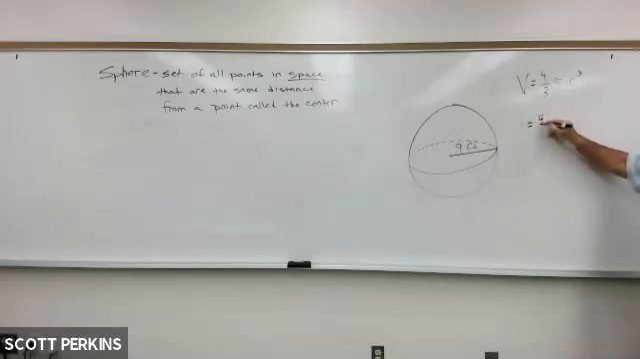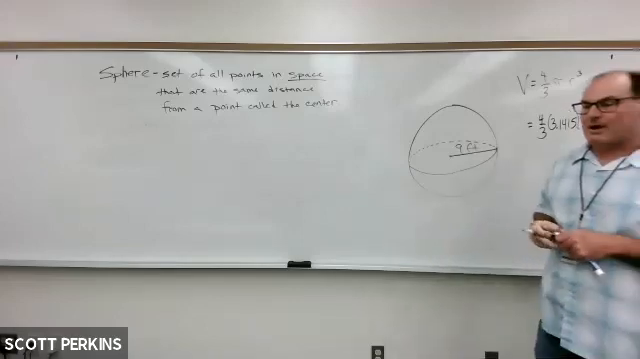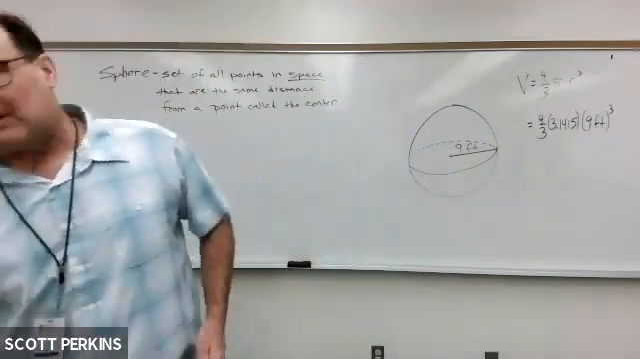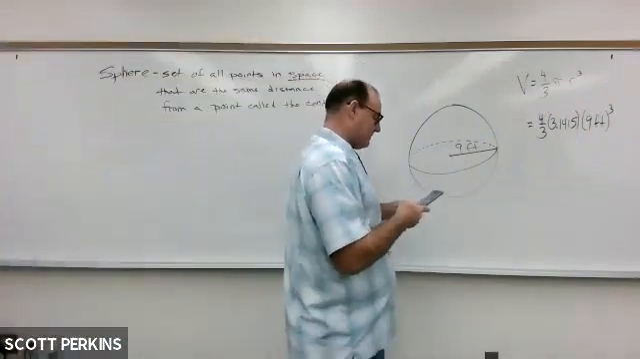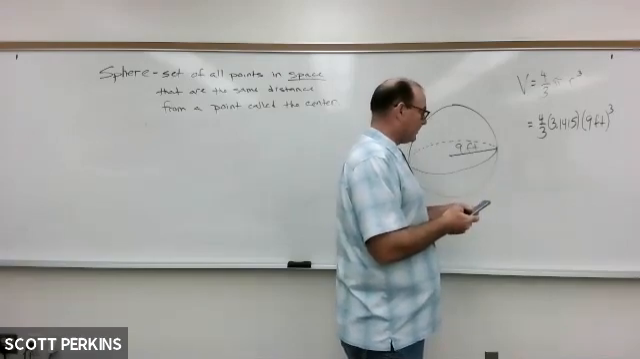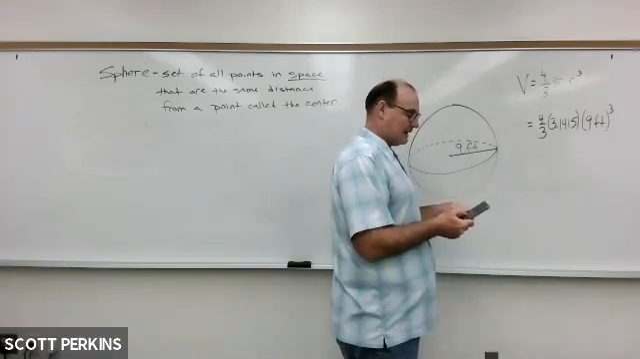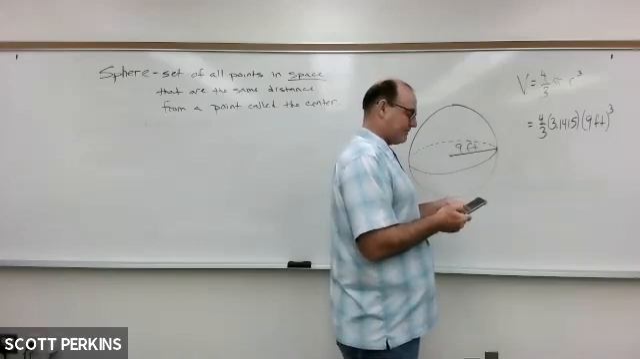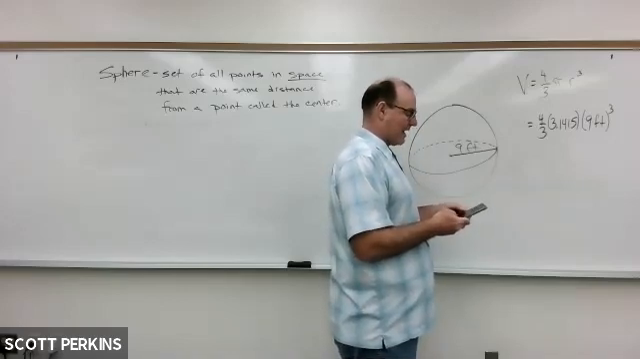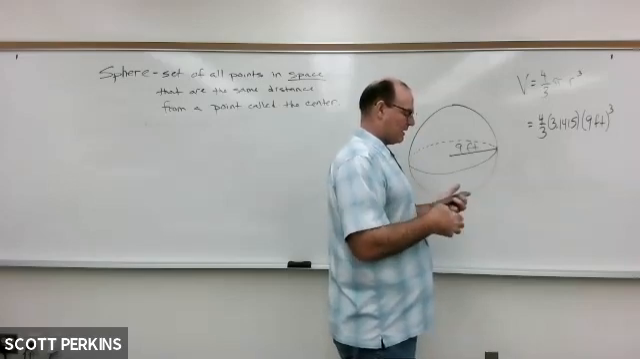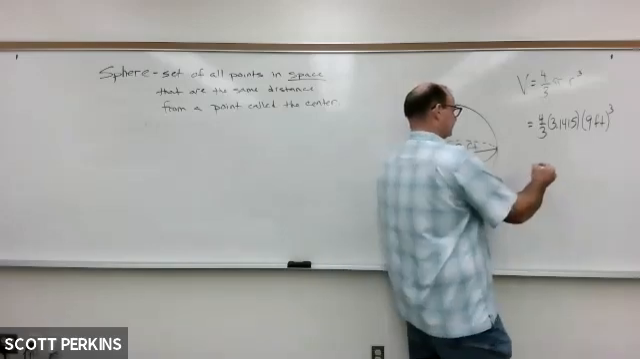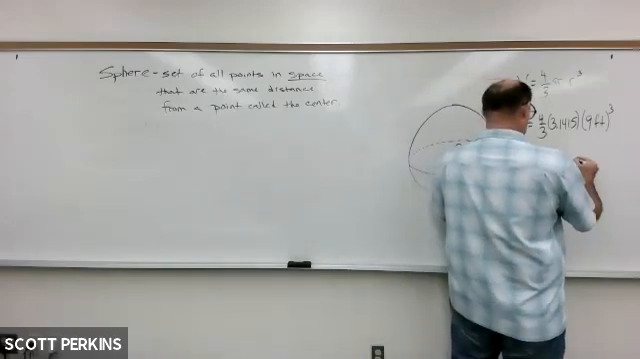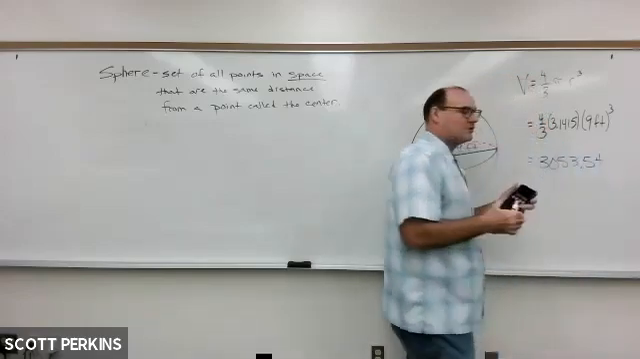So the volume of this is 4/3 pi. I'm going to use 3.1415, and then the radius, I gave you the radius, is 9 feet, and we're going to go ahead and cube that. And so once you get the information where it needs to be, this is not really too much of a big deal for a problem. So 9 times 9 times 9 is 729 times 3.1415, and then times 4, and then I'll divide that all by 3, and we end up with 3,053.54 when I round to the nearest hundredth.